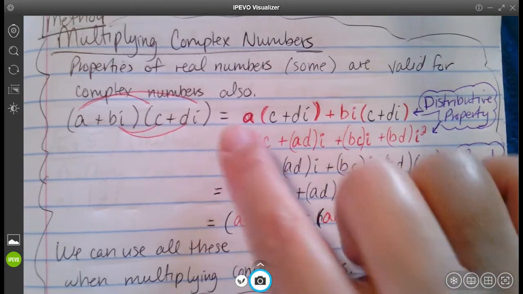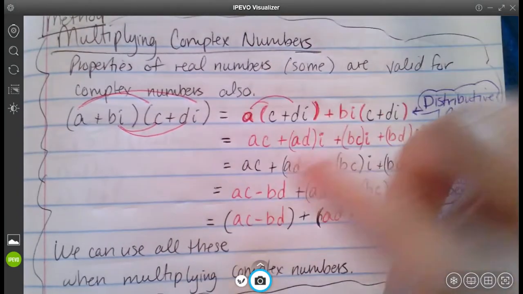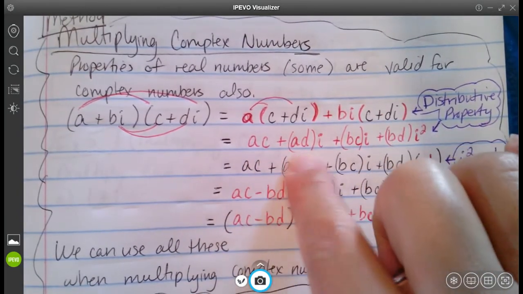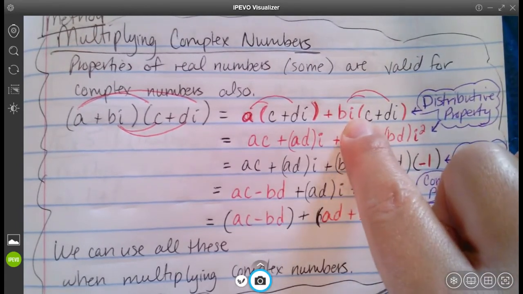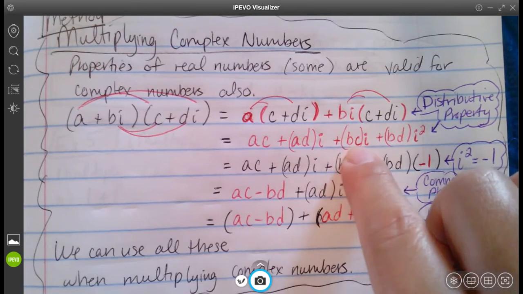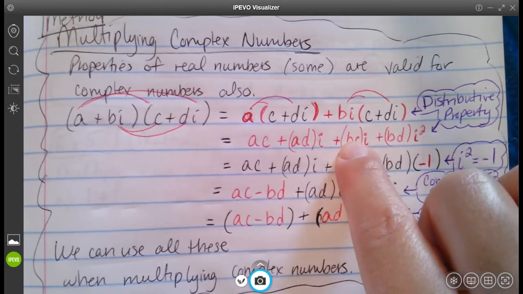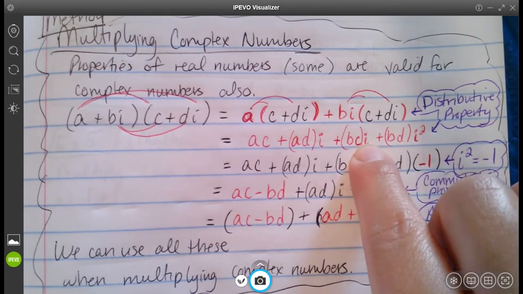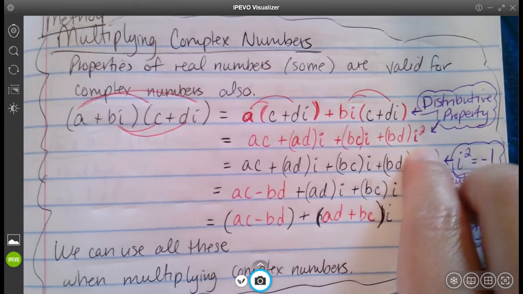Continuing the distributive property, we multiply this in, right? So it would be a times c, a times di. And that gives us this line right here. Same thing over here. So bi times c is going to be bci. We tend to group the numbers together, so the b and the c would be together. Our imaginary stays on the outside. bi times di is going to be bdi squared.